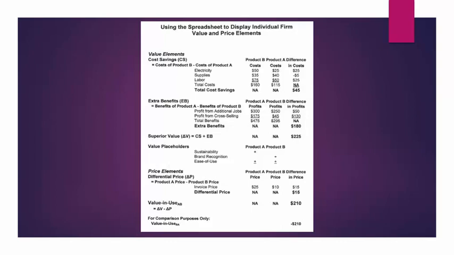Now, for comparison purposes, I've listed the value in use of product B versus A, which turns out to be negative $210. So basically what that means, obviously, is that if product A is superior to product B, then product B is inferior to product A. Now, this may look like a very complicated task. It's only difficult at the beginning, the first time you do this, because once you have this all laid out, it's just a question of doing it again and again.